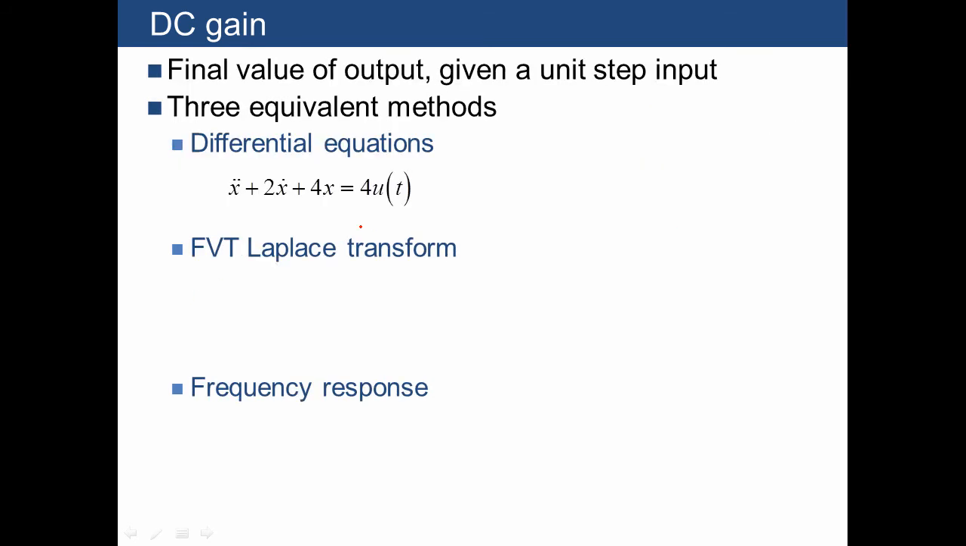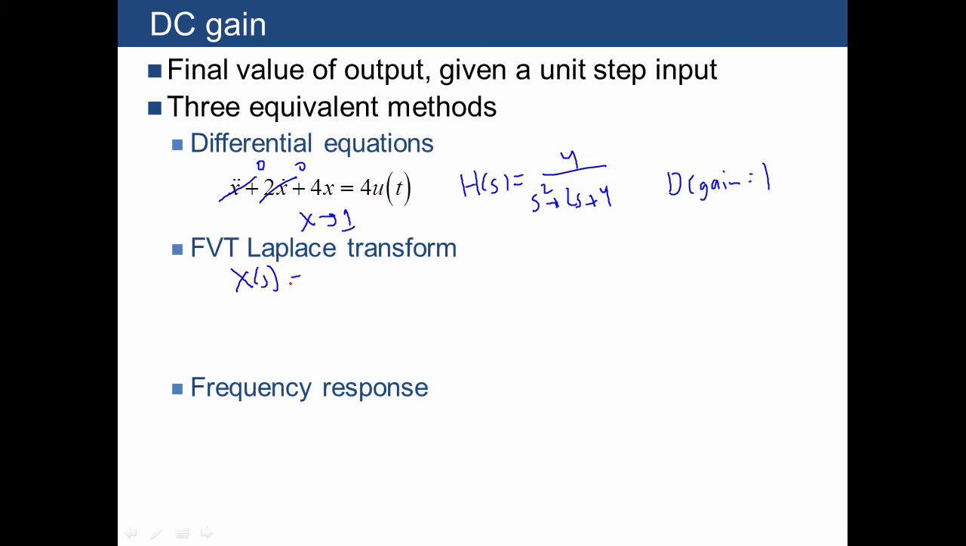Let's do another example of this system where we have a differential equation which yields the transfer function h of s is equal to 4 divided by s squared plus 2s plus 4. If we just use our regular methods, we know that if this is heading towards a constant value, then we cross out the s's and we just get x heading towards 1, so the DC gain is going to be equal to 1. But we can also use the final value theorem.